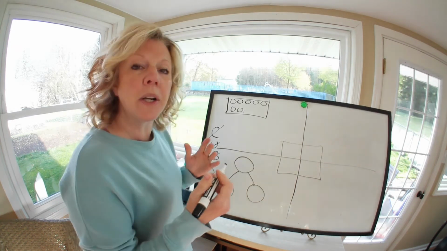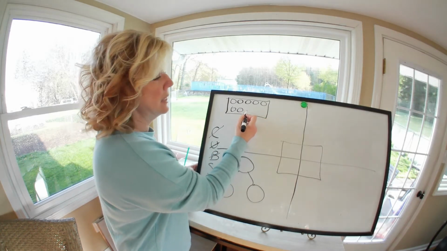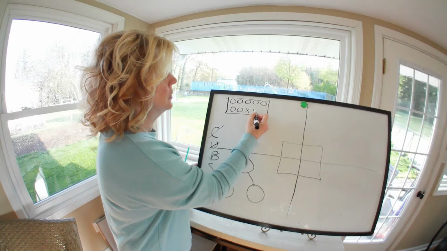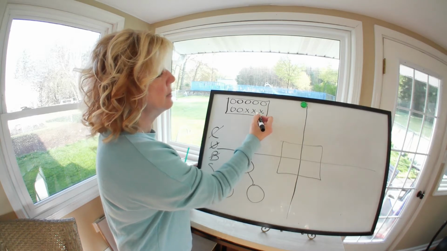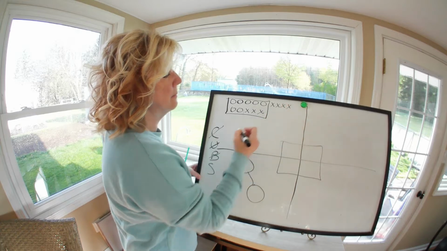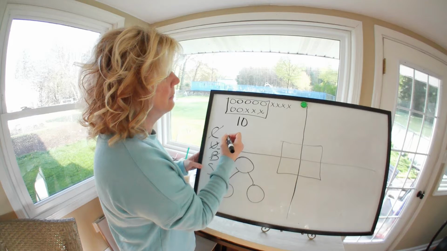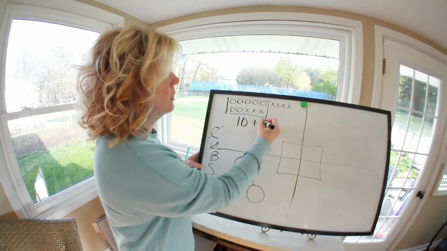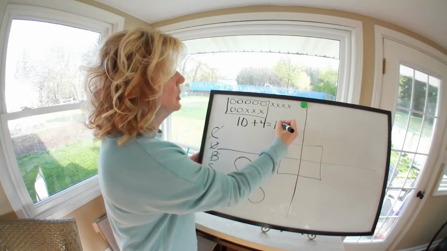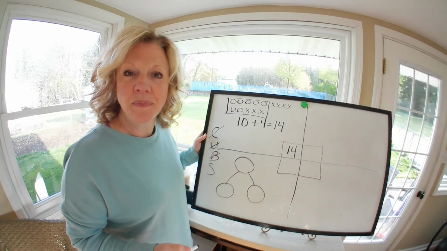So what we're going to do is we're going to use X's for those. So if you'll notice, we only have room for 3 here. So we're going to go 1, 2, 3 and continue out here. 4, 5, 6, 7. So let's take a look at what we have. I have 10 in my 10 frame plus 4 on the outside, which gives us 14. Hopefully you agree with that.